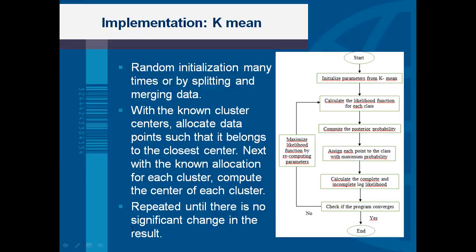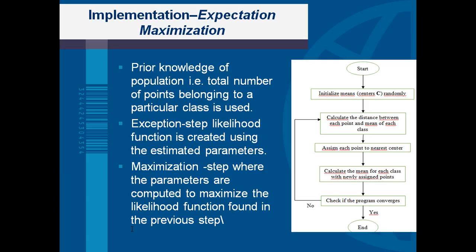Now moving back to the presentation, we will look into the expectation maximization implementation. Given the population data, the number of classes, and some random means, we have to perform two steps iteratively, similar to the k-means algorithm. The first step is expectation, where the likelihood function is created using the estimated parameters. The next step is maximization, where the parameters are computed to maximize the likelihood function found in the previous step.